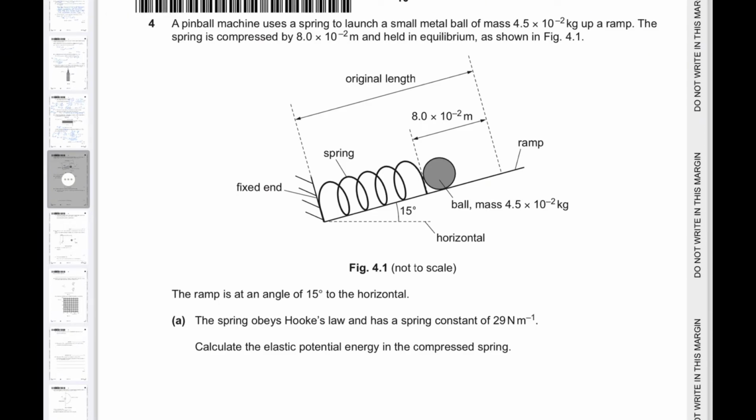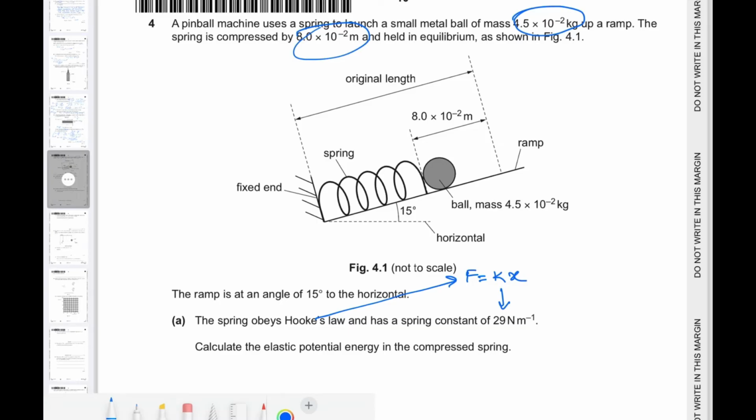Question 4. A pinball machine uses a spring to launch a small metal ball of mass 4.5 times 10 raised to negative 2 kg up a ramp. The spring is compressed by 8.8 times 10 raised to negative 2 meter and held in equilibrium as shown in figure 4.1. The ramp is at an angle of 15 degrees to the horizontal. The spring obeys Hooke's law. That means once again it will follow force is equal to spring constant multiplied by extension, and it has a spring constant of 29 Newton per meter. Calculate the elastic potential energy in the compressed spring.